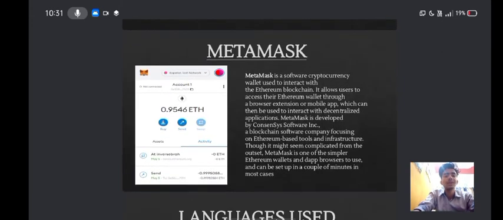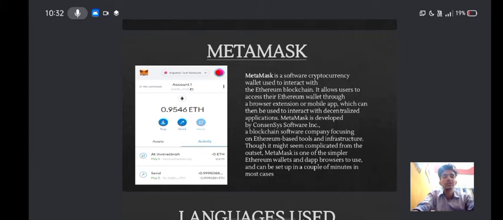So now we will see what MetaMask is. MetaMask is basically a dummy wallet where we can store our cryptocurrencies, meaning basically Ethereum, where we can test them. It's a software cryptocurrency wallet which is used to interact with the Ethereum blockchain. It allows users to access their Ethereum wallet through a browser extension or mobile app, which can then be used to interact with decentralized applications. MetaMask is developed by ConsenSys, a blockchain software company focusing on Ethereum-based tools and infrastructure. Though it might seem complicated from the outside, MetaMask is one of the simplest Ethereum wallets ever.